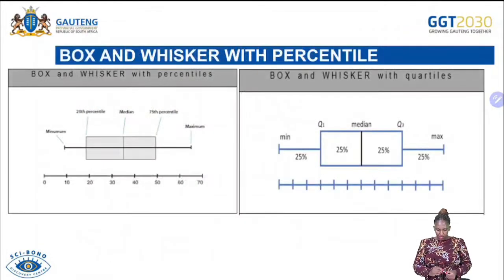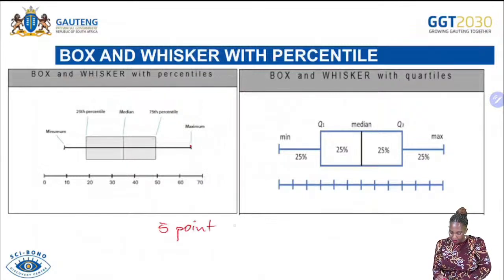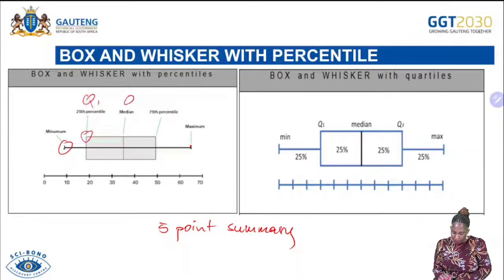Now let's get to the questions. I have already explained this slide for you, boys and girls. This is what I've just done on the other slide. As you can see, the minimum value and the maximum, this is what we call a 5-point summary. So if they say 5-point summary, they want you to identify the minimum, the Q1, and then my Q2, my Q3, and then the maximum.